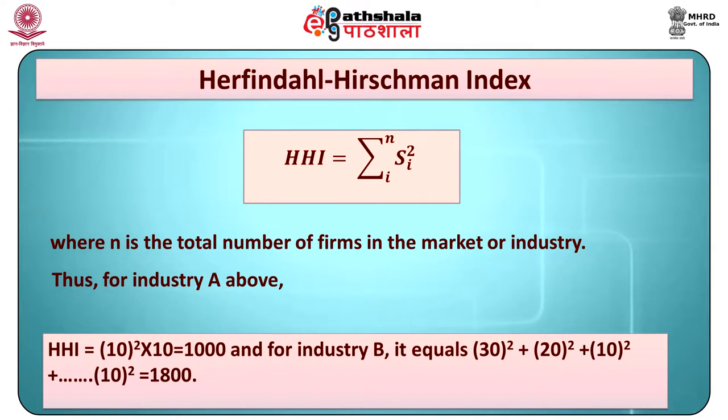Thus, for industry A above, HHI is equal to 10 squared into 10, which is equal to 1000. And for industry B, it equals 30 squared plus 20 squared plus 10 squared till 10 squared, which is equal to 1800. Thus, all the three measures give us consistent results that industry B is more concentrated than industry A.